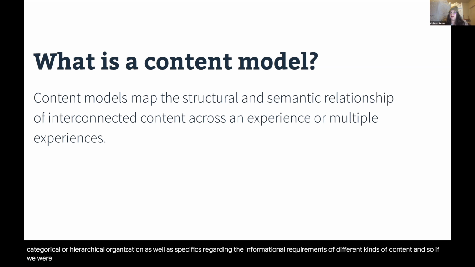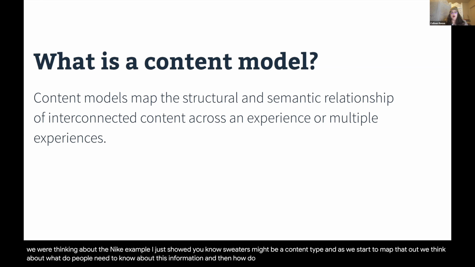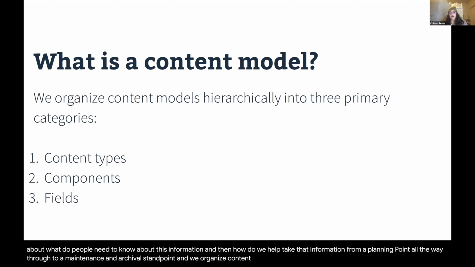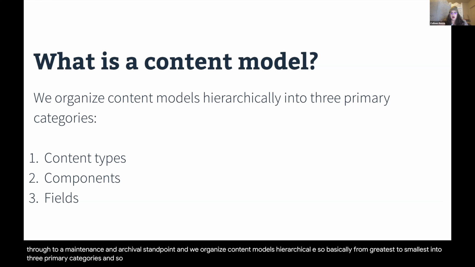And so if we were thinking about the Nike example I just showed, sweaters might be a content type. And as we start to map that out, we think about what do people need to know about this information? And then how do we help take that information from a planning point all the way through to a maintenance and archival standpoint. And we organize content models hierarchically, so basically from greatest to smallest, into three primary categories. And so the largest and kind of broadest category of organization within a content model is called a content type.